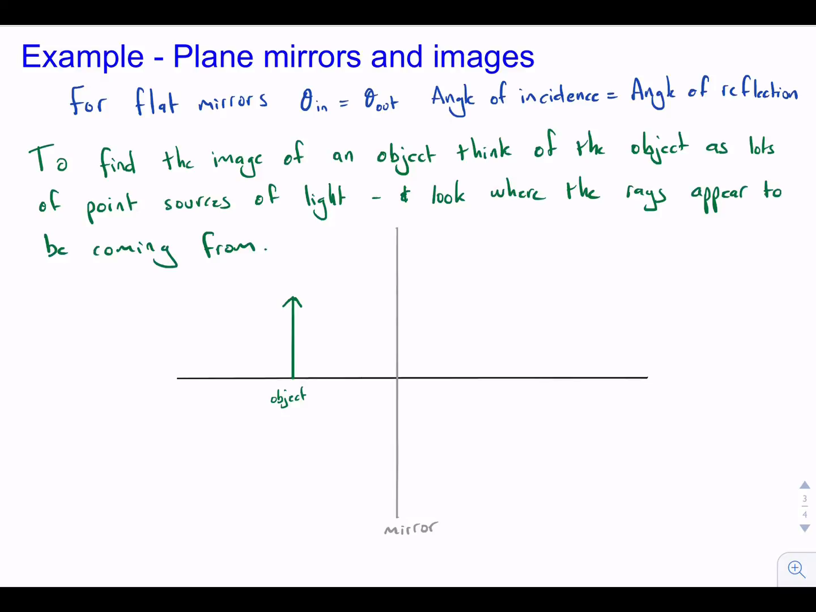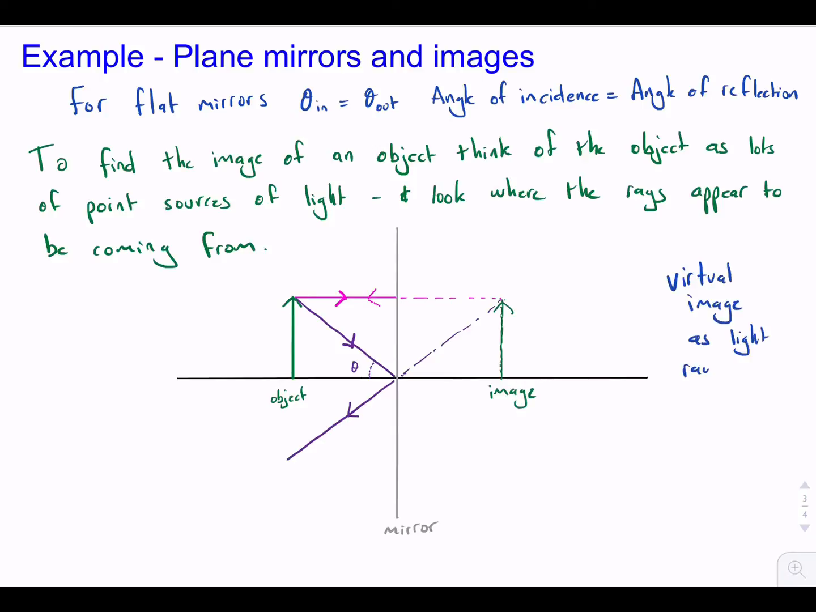So we have one light ray that's coming directly perpendicular to the mirror. Because angle of incidence equals angle of reflection, it's going to bounce directly back. We've got another ray here that will go down and bounce back here. Now if we trace these rays back, over to the other side of the mirror where they appear to be coming from, this is where our image appears to be. So it's a virtual image because the light rays are not actually coming from this point in space, it just appears to our eye like they are.